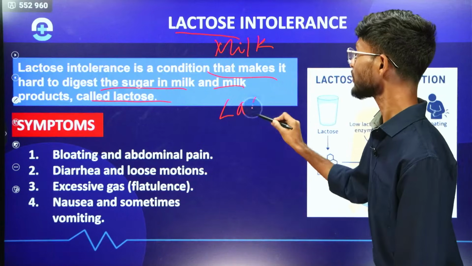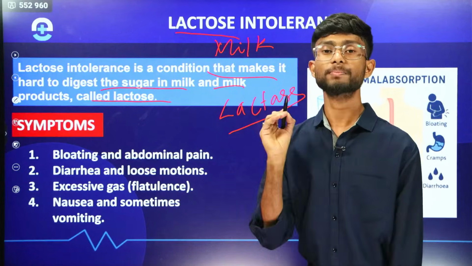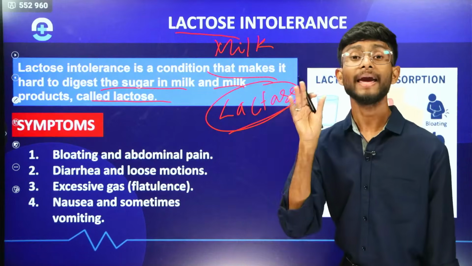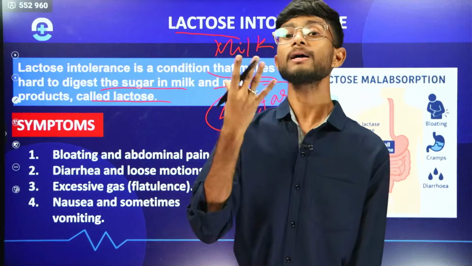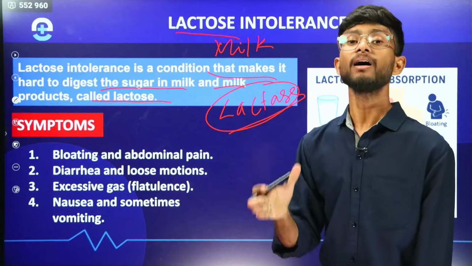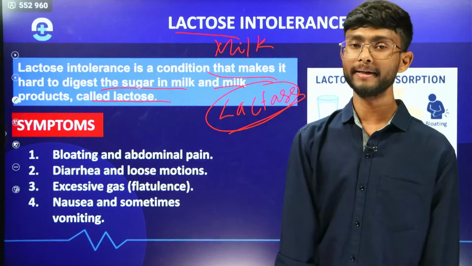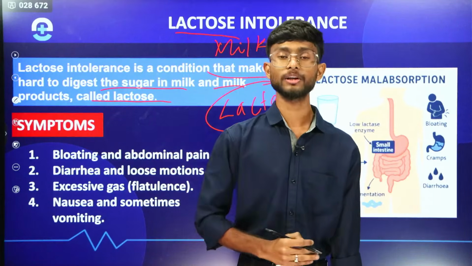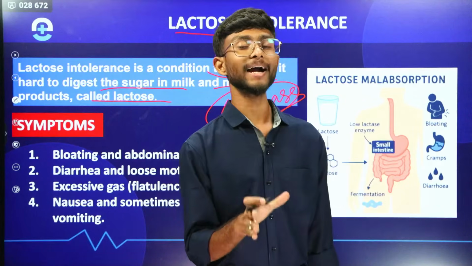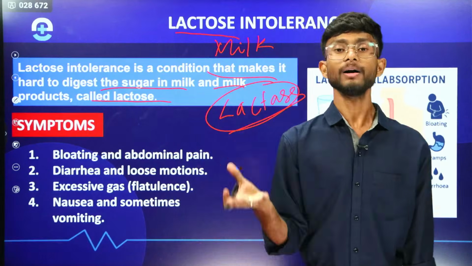Which is that enzyme? Lactase enzyme. This lactase enzyme is present in the small intestine. If this lactase enzyme is insufficient, not producing sufficiently, or is lacking in the individual, then lactose intolerance can be identified. So what do you mean by lactose intolerance? It is the condition where the lactose is not digested. It cannot be broken down into smaller particles.